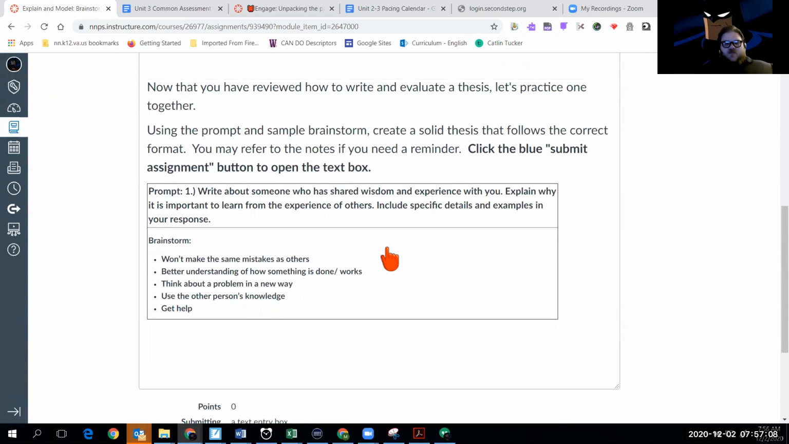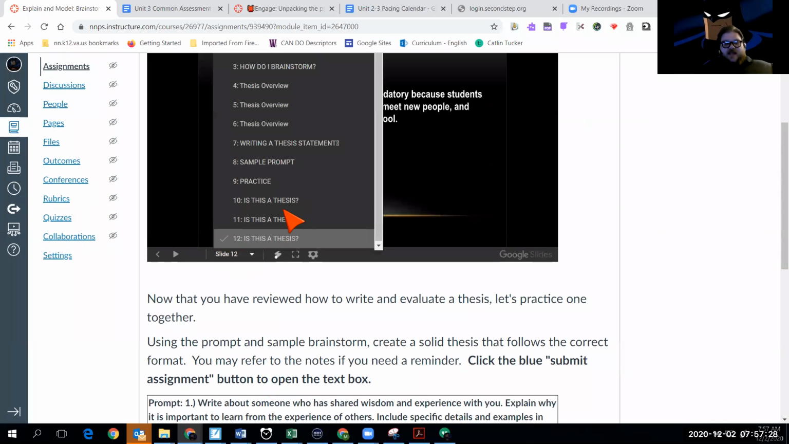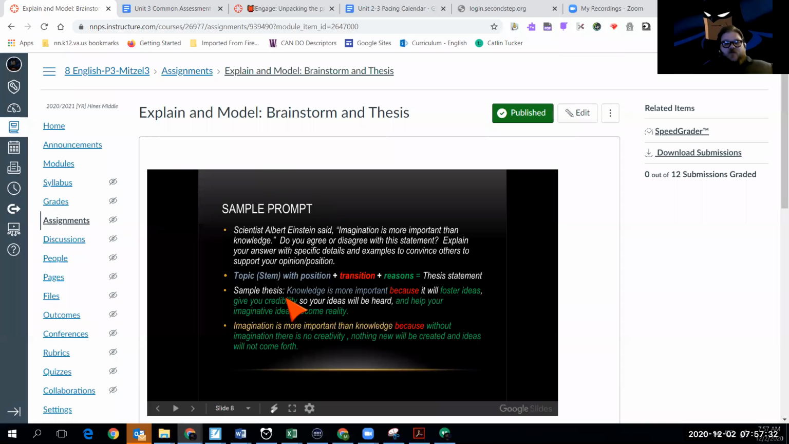Your practice is right here below. How do you do this? Well, first of all, you are going to read the prompt. It's right here. Then you're going to write a thesis, and I did the brainstorm for you. I did it. You don't have to think of anything on your own. So what you're going to do is use the prompt to develop, and remember slides 7 and 8 are going to be the ones that kind of help you here. There's your topic, right? There we go.